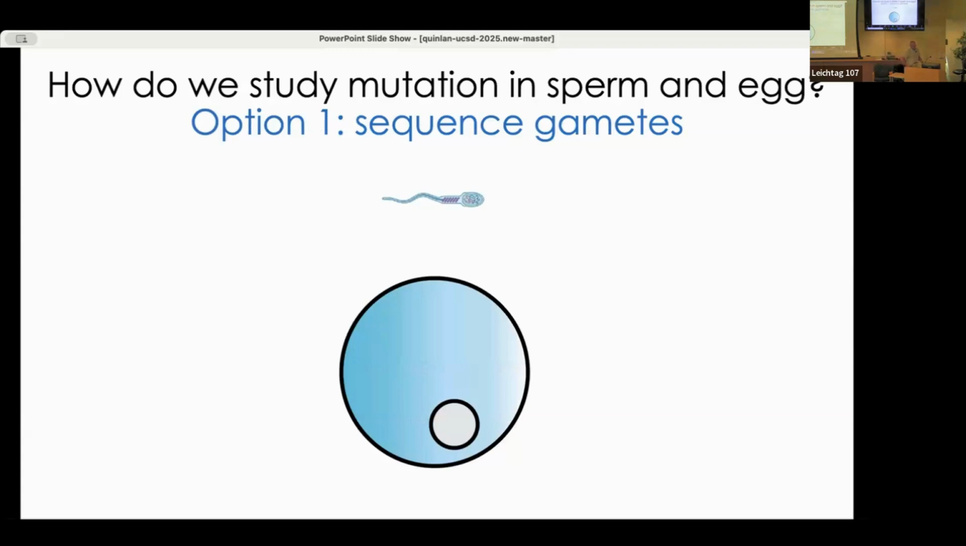And there, at a high level, there are 2 ways to study mutation in sperm and egg. One is to directly sequence gametes. I know people in this room have done this. It's a very challenging problem because most of you know that the mutation rate in gametes is on the order of 1 real mutation every 100 million nucleotides. The error rate for Illumina is something like 1 error every 1,000 nucleotides. So you have a 5 order of magnitude false positive rate there, a really, really difficult problem.